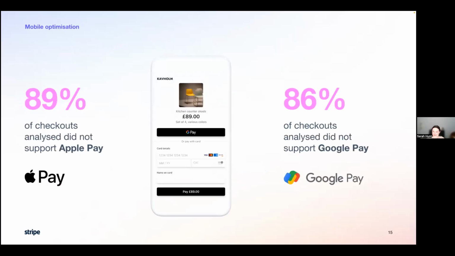On the flip side, despite the consumer trends, our research actually showed that 89% of checkouts analysed did not support Apple Pay and Google Pay across the European markets. So there's actually a huge disparity between demand and supply. So if you take anything from this webinar, make it a priority, because this one can be a very quick win for you.